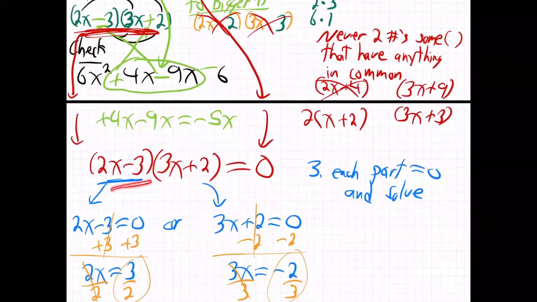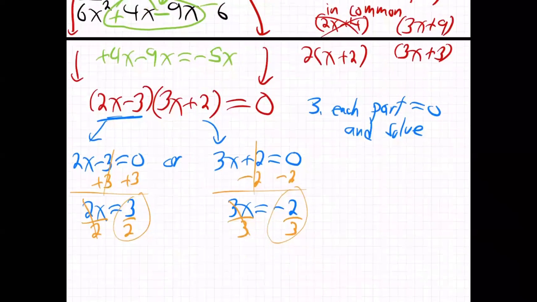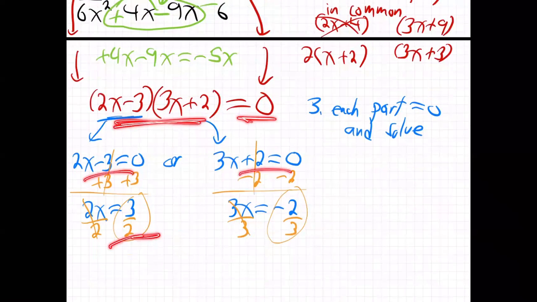It's all good. And then step 3 said each part equal to 0. So take each of these because they're multiplying. 2 things multiplied equals 0. Either one could be 0. And I solved them. There we go.